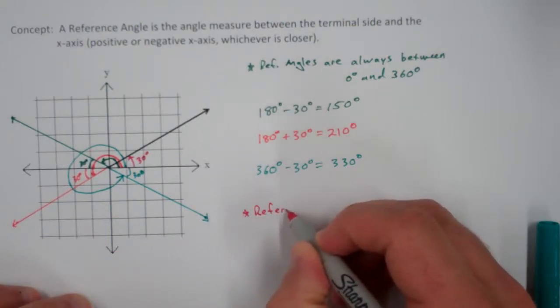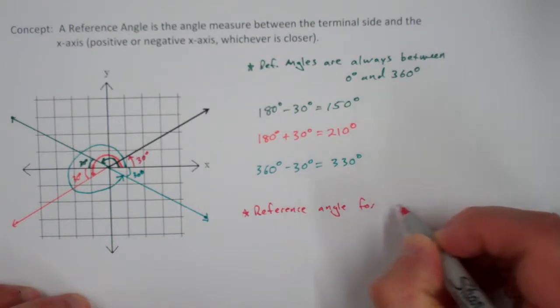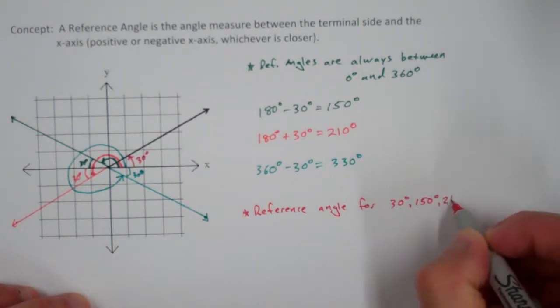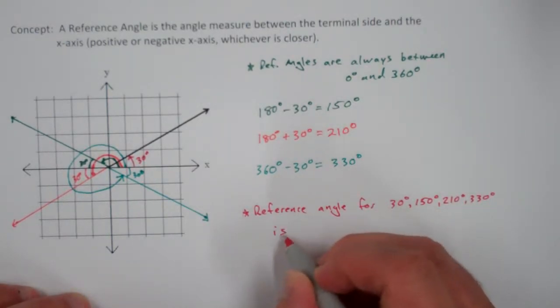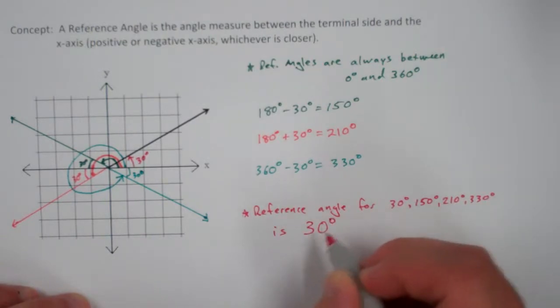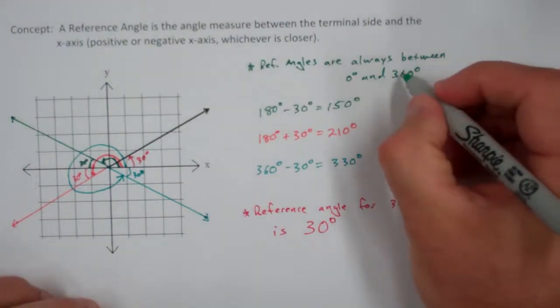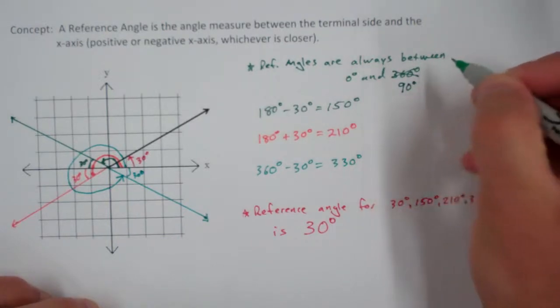The reference angle for 30, 150, 210, and 330 is 30 degrees, and this is between 0 and 90. I actually wrote that incorrectly here on the top, so we're going to scratch this off right here, and you guys can erase at home if you want. 0 to 90.